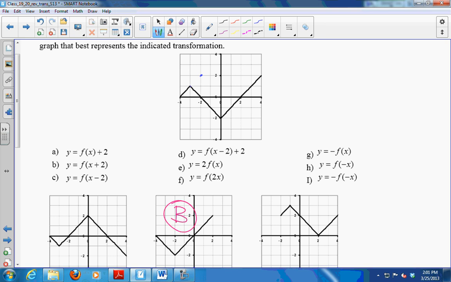This point goes right 2, up 2. This x-intercept goes right 2, up 2. Y-intercept goes right 2, up 2. Point goes right 2, up 2. So this is my new graph. Which of my graphs looks like that? This third one right here. Very good.